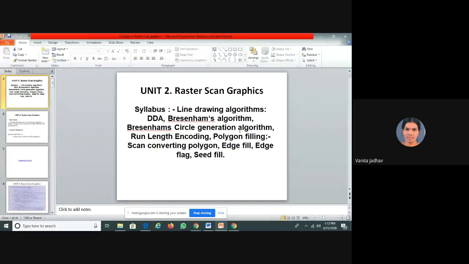Under this chapter, we are going to discuss line drawing algorithms: under line drawing, DDA and Bresenham's algorithm. Then Bresenham's circle generation algorithm. Then RLE. The last point is polygon filling. Under polygon filling: scan converting polygon, edge fill, edge flag, seed fill.